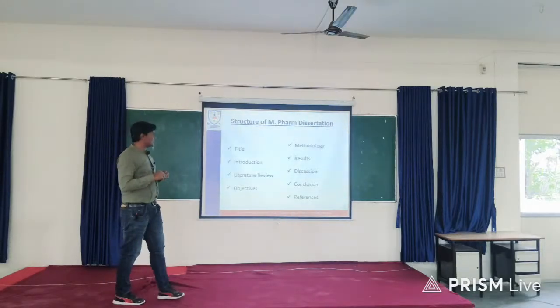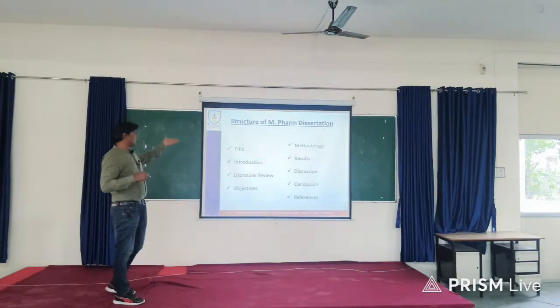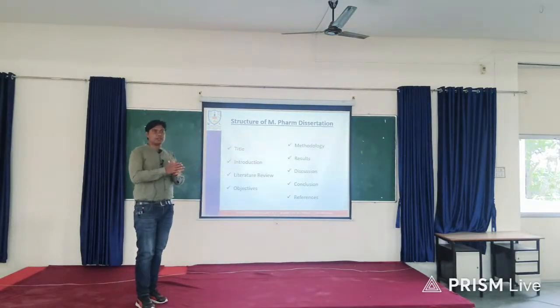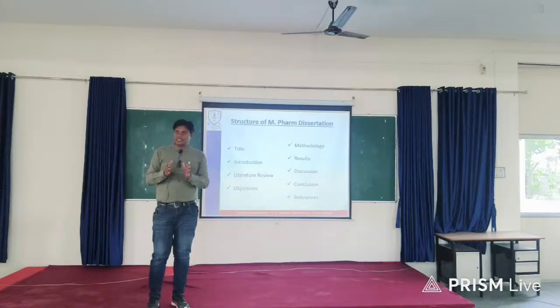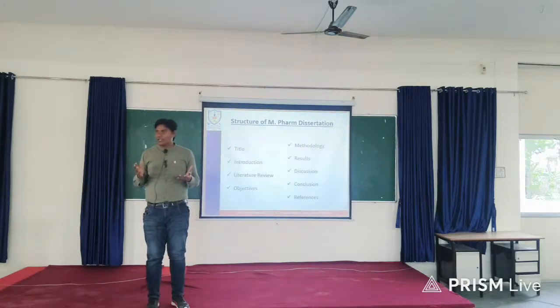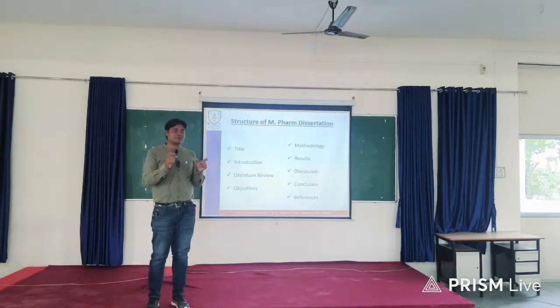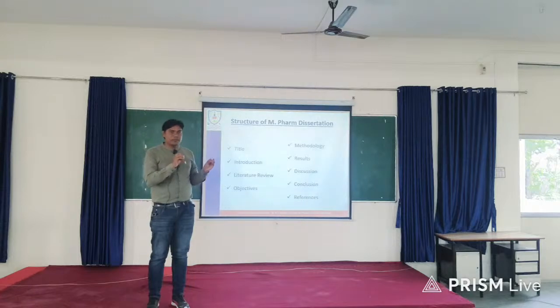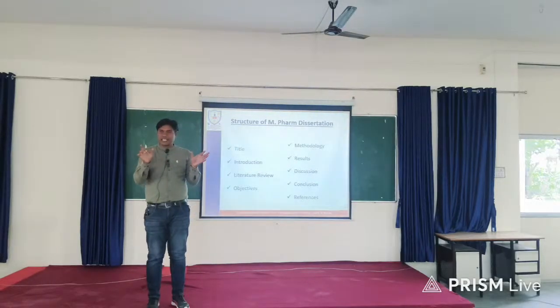So generally this is the structure of an M.Pharm dissertation thesis. So title, first you should find out your title. Title should not be too long. Generally people say title should be attractive, but as per my knowledge, title should be meaningful. It should be as minimal as possible, not too lengthy, not too short. And it should convey accurate meaning. Instead of attractiveness, it should convey meaning, and it should not create any confusion.